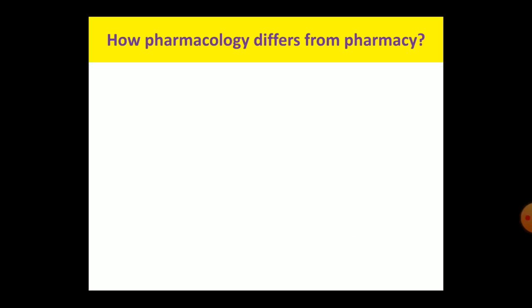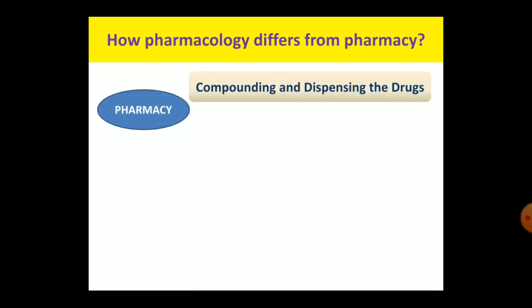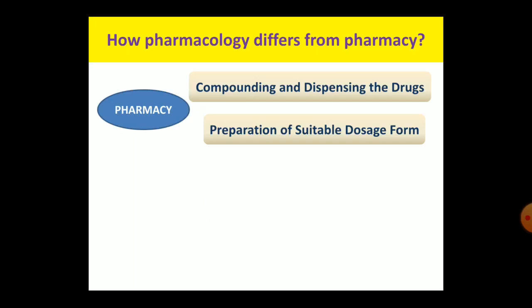So now, how does pharmacology differ from pharmacy? You already know from the previous two slides what pharmacology is. But what is pharmacy? Pharmacy is the science of compounding and dispensing the drugs. I will not go into the detail, but all the steps, starting from identification, standardization, compounding, and ultimately to prepare the drug in a suitable dosage form that the patient or the individual can take, enter into pharmacy.